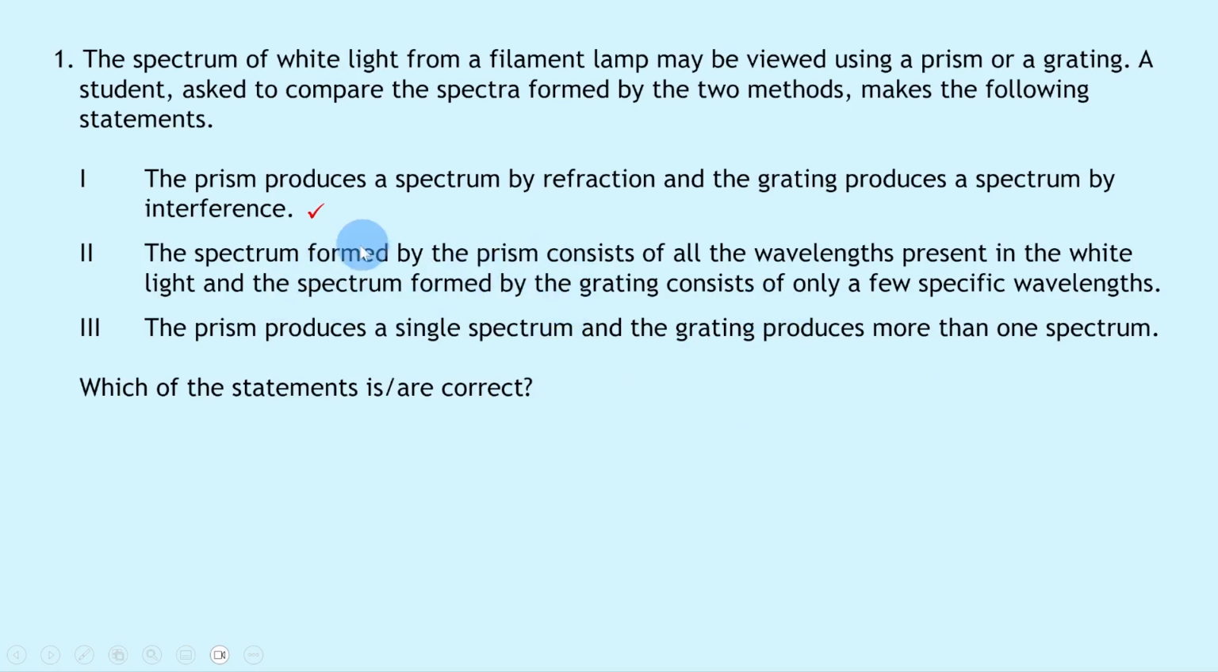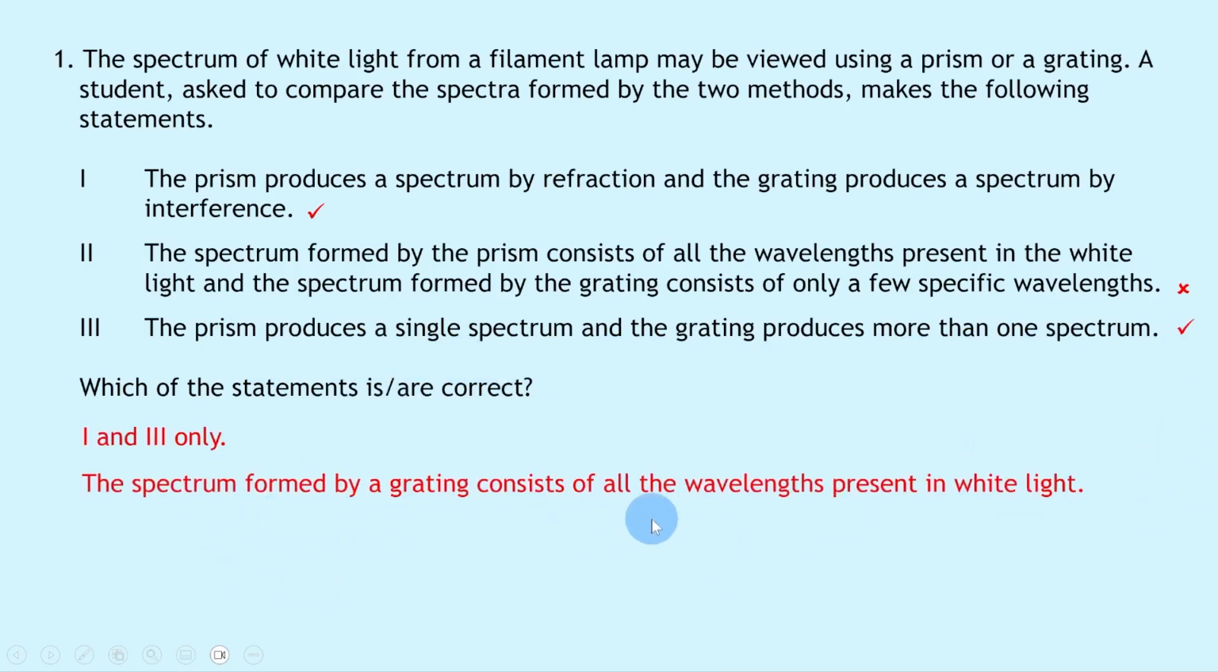For the second statement, it's sort of two parts. So the first part, the spectrum formed by the prism consists of all the wavelengths present in the white light, that is true. And the spectrum formed by the grating consists of only a few specific wavelengths. Well, that part of it is false, because remember we also get all the wavelengths appearing in the spectra for the grating. So let's put a cross next to that one. And then the final statement, the prism produces a single spectrum and the grating produces more than one spectrum, that is true. So we can say here that 1 and 3 only are correct. And we can say the spectrum formed by a grating consists of all the wavelengths present in white light.